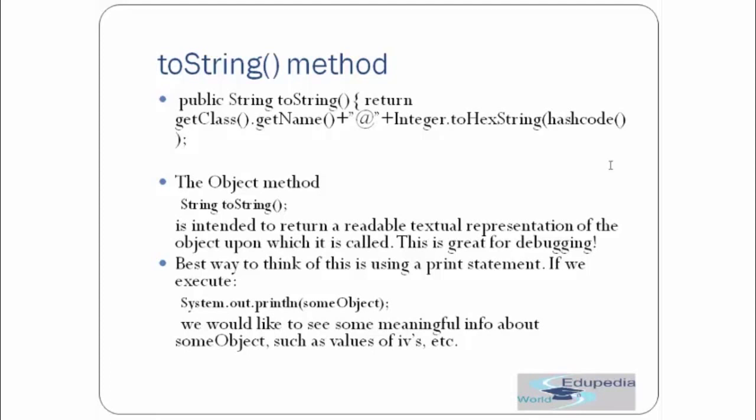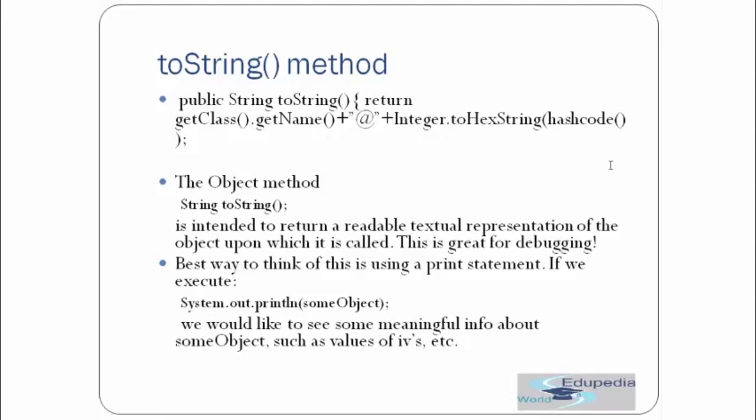Well, it's really great for debugging because you can override it and use it to print the values of all the data members in your class, because toString is able to access all the data members. The best way to think of this is as a print statement. Just consider you have to print your object and every value of your object. If you simply write System.out.println and pass your object to that, then your toString method will be called, whatever implementation you have given will be executed, and your object's data will be printed according to your own implementation.